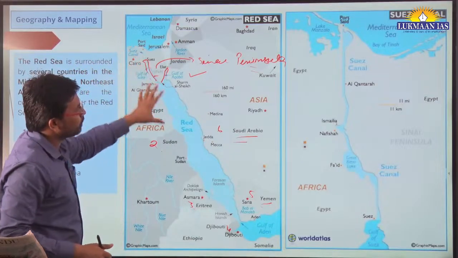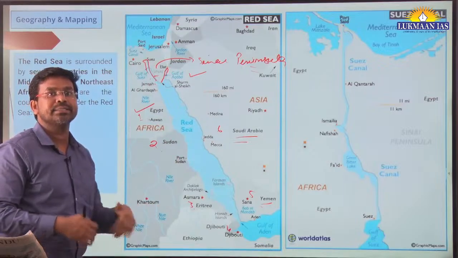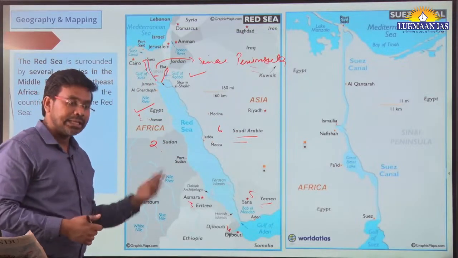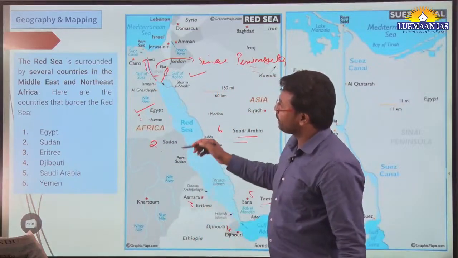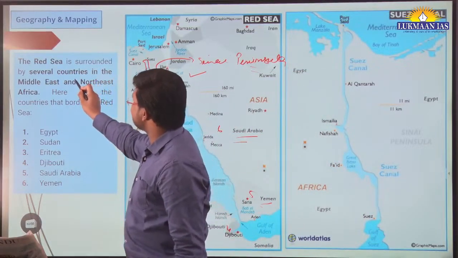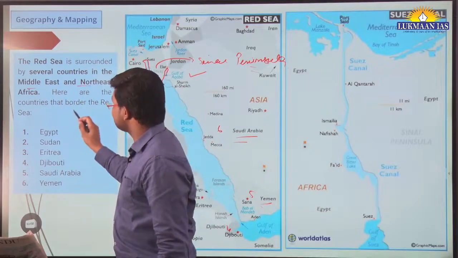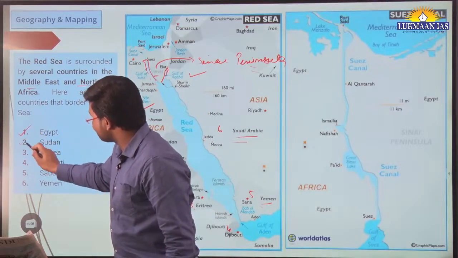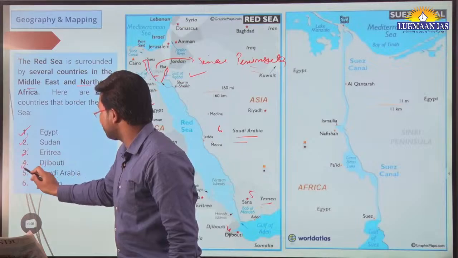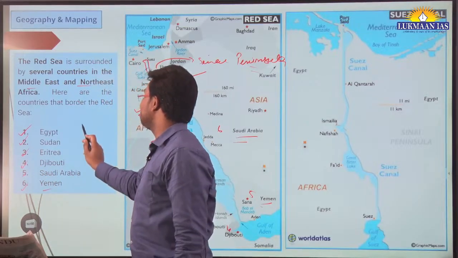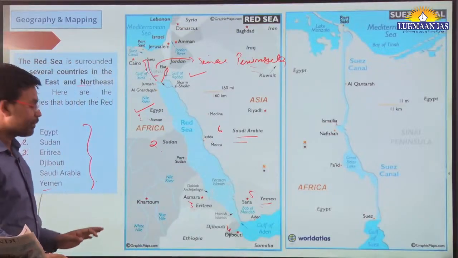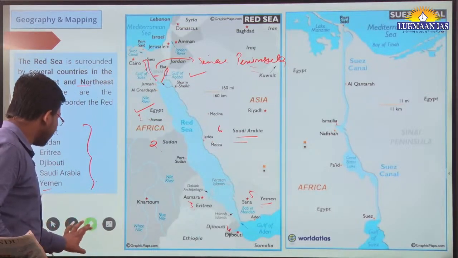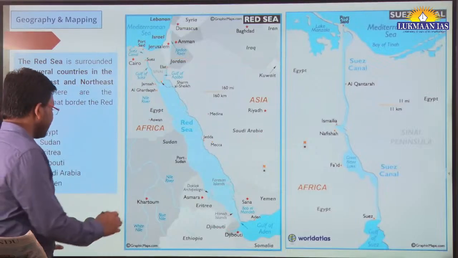So this Red Sea is important because in the UPSC prelims exam they do ask questions related to mapping. That's why we have thought of including this topic. Red Sea is surrounded by several countries in the Middle East and Northeast Africa. These countries are Egypt, Sudan, Eritrea, Djibouti, Saudi Arabia and Yemen. The names of these 6 countries are very important. You should remember them. They share border with the Red Sea.